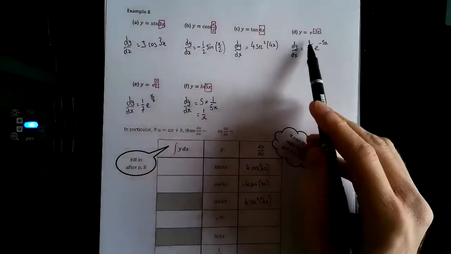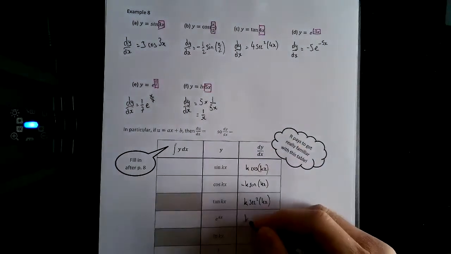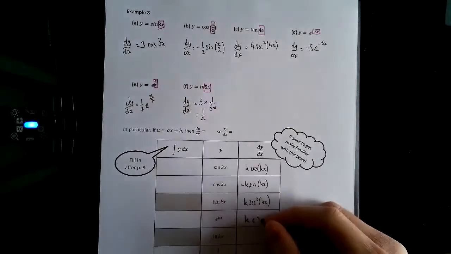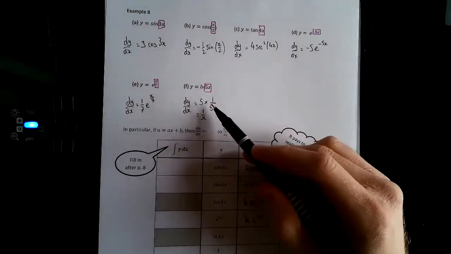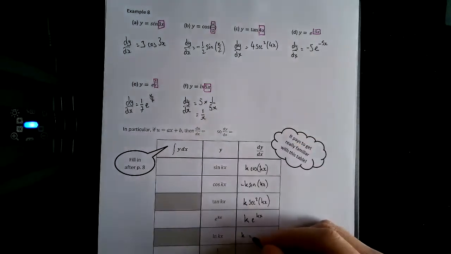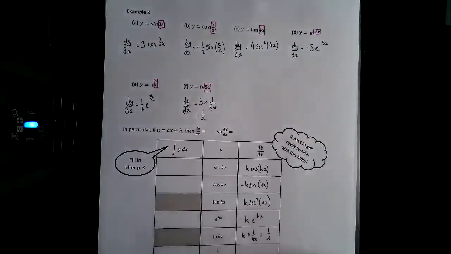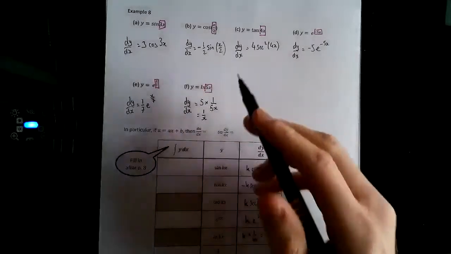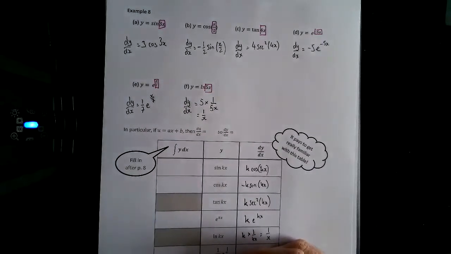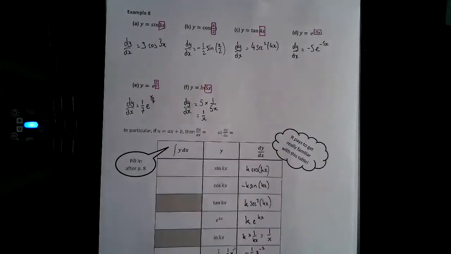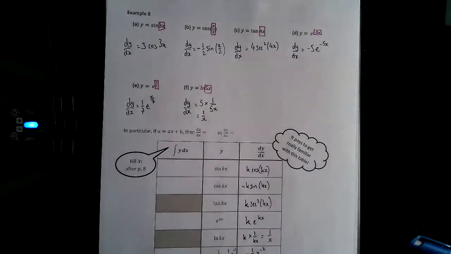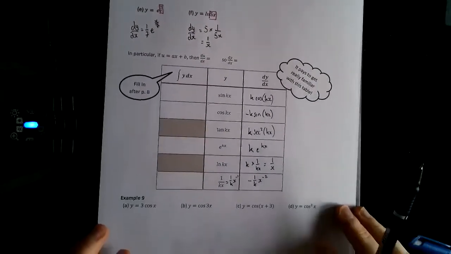For e, the k went to the front, and it just stays as e to the kx. For ln kx, well, the k went to the front, and multiplied by 1 over kx, that simplifies to give us 1 over x. And 1 over kx, it's not 1 on there, but that just means 1 over k times x to the minus 1, which gives us minus 1 over k x to the minus 2. I'll do a video on stuff like this afterwards.